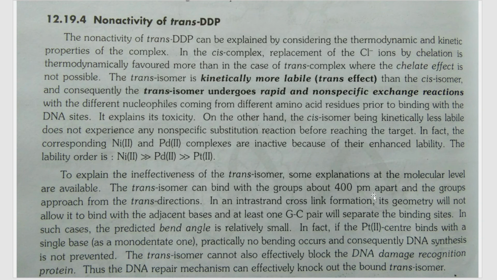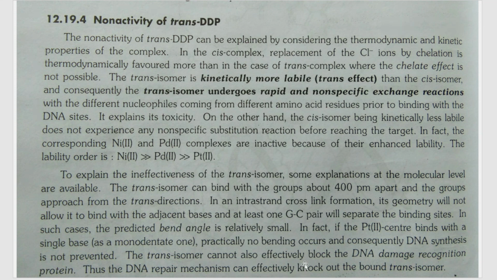One more reason is the geometry. Like we said, the Cl–Cl distance is 300 picometer in case of cis, which is perfect to go and bind to the two adjacent guanine centers, whereas in case of trans it is 400 picometer. So in the approaching direction also, cis goes in cis direction, whereas trans goes in trans direction. In order to form a bond with the DNA strand, it is very difficult for transplatin compared to cisplatin. That is the second reason.